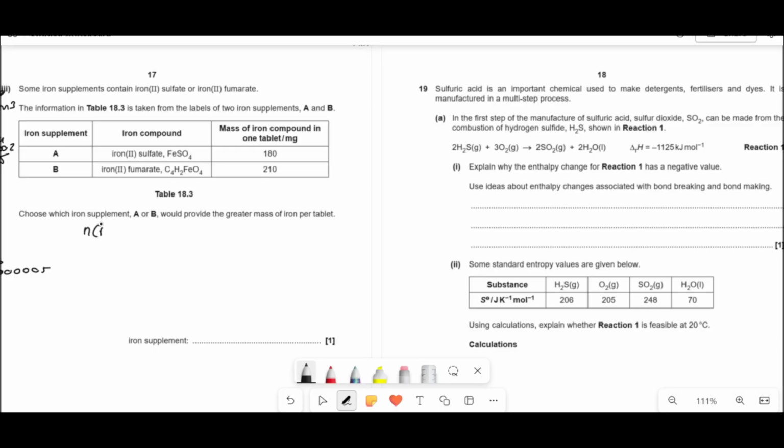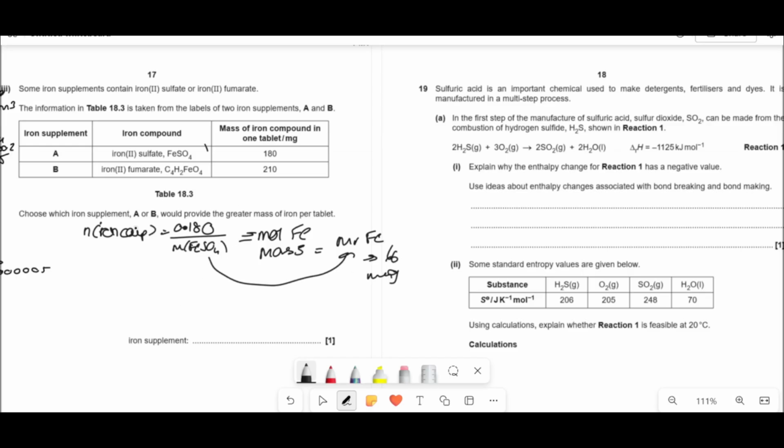So the moles of this iron compound, for example iron 2 sulfate, would be 180, but remember in grams, so 0.18 divided by the MR of this whole thing. So that's going to be the MR of FeSO4, and that tells you how many moles of this whole thing there are. Now they've told you that there's FeSO4, so 1 Fe in every single one of these. So that's going to equal your moles of Fe. Then you can work out the mass of the Fe using this times the MR of the Fe, which, if you do all of that, just to rush ahead, gives you 66 milligrams. And then the same thing for the other one. If you do the same technique, you get 69 milligrams. So B has more iron within the tablet. I'm just skipping ahead for the sake of time.